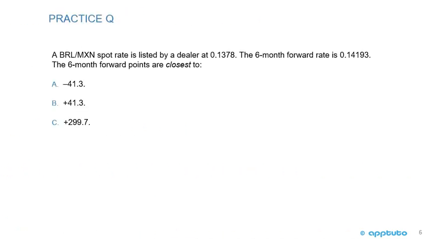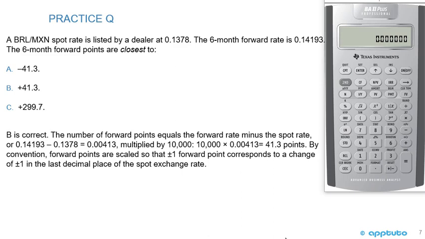So let's just do a quick practice question here. A BRL to MXN spot rate is listed by a dealer at 0.1378. The 6-month forward rate is 0.14193. The 6-month forward points are closest to A, negative 41.3, B, plus 41.3, or C, plus 299.7? Okay, this is really easy. So they're giving you the spot rate and they're giving you the forward rate, and they want the forward rate in terms of points. So it's going to be forward rate minus spot rate times 10,000. So this question is really easy. You'd be happy to see that on the exam.